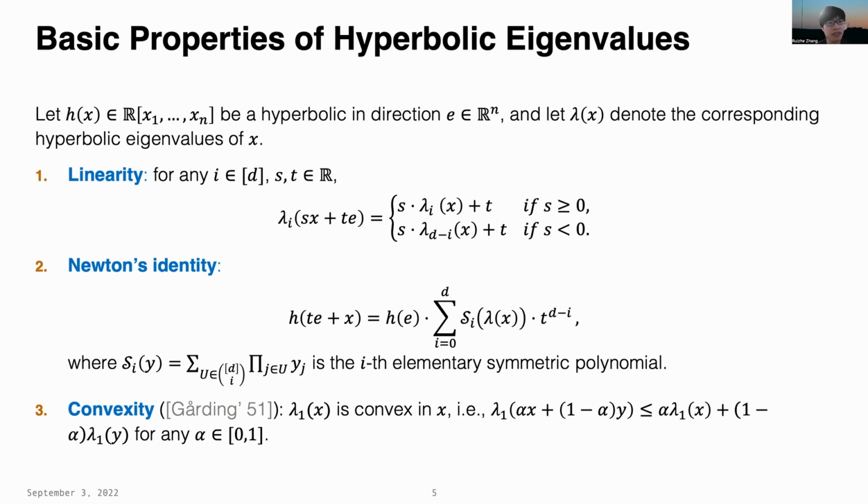And the second property is Newton's identity. Basically, it says that the univariate polynomial h(t e - x) can be expressed in terms of the sum of some symmetric elementary polynomials of the hyperbolic eigenvalues of x. And the third property is that the largest eigenvalue of x, lambda_1(x), is a convex function of x.